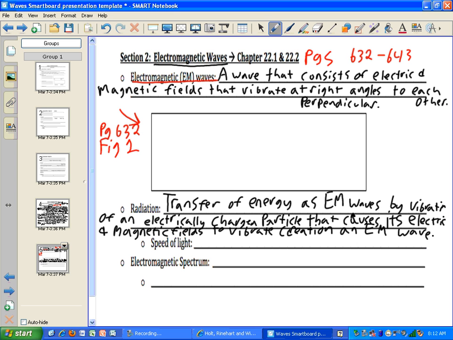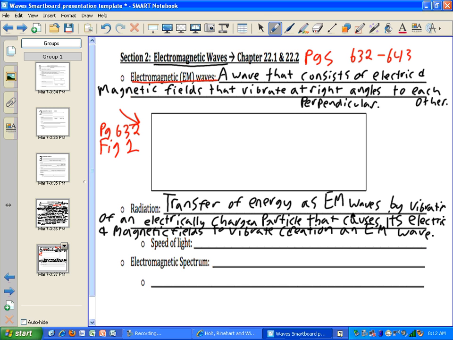All right? So radiation, again, is the transfer of energy as electromagnetic waves by vibration of an electrically charged particle that causes its electric and magnetic fields to vibrate, creating an electromagnetic wave. So that is a very heavily worded definition. All right? And basically what it's saying is the vibration of the electric and magnetic fields creates an electromagnetic wave, which is radiation. Okay? And this deals with light, right?